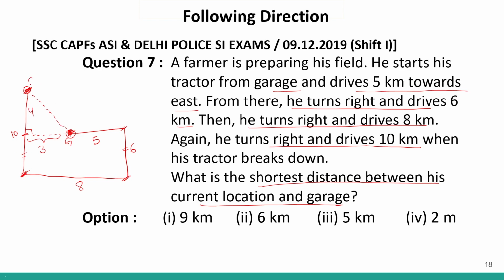So this is the garage and this is the current location. So CG square will be equal to 4 square plus 3 square, which will be equal to 16 plus 9, which will be equal to 25. So CG square is equal to 25. So CG will be the square root of 25, which will be 5. So 5 kilometers will be the answer, which is option number 3.